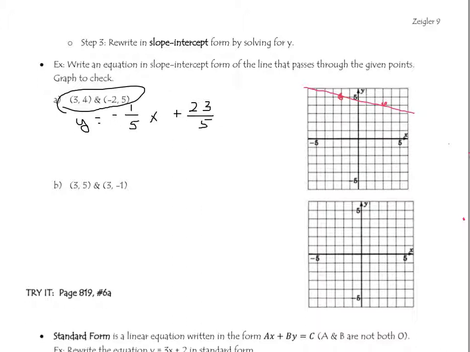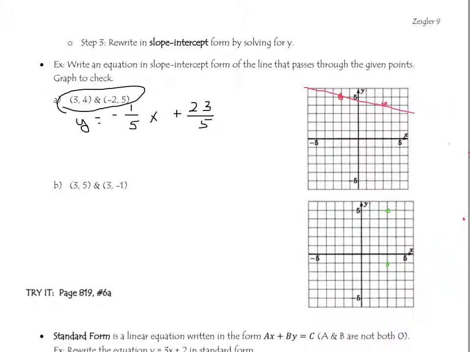Let's look at example B. In this case, I'm just going to go ahead and plot the points and determine my slope from the graph, just so I can demonstrate how to do that. So we again go to 0, 0 and count over for the first point. X equals 3, y equals 5. Plot that point. And then for the next point, x equals 3, y equals negative 1. We're going to plot that point.